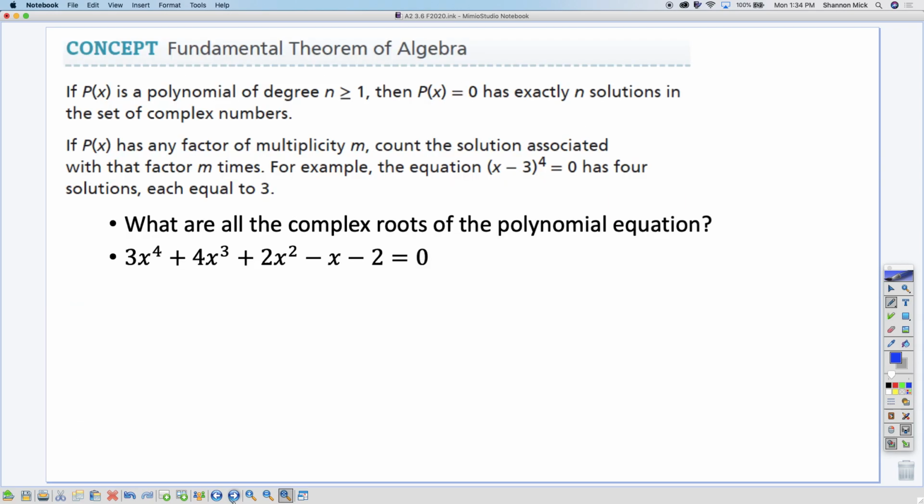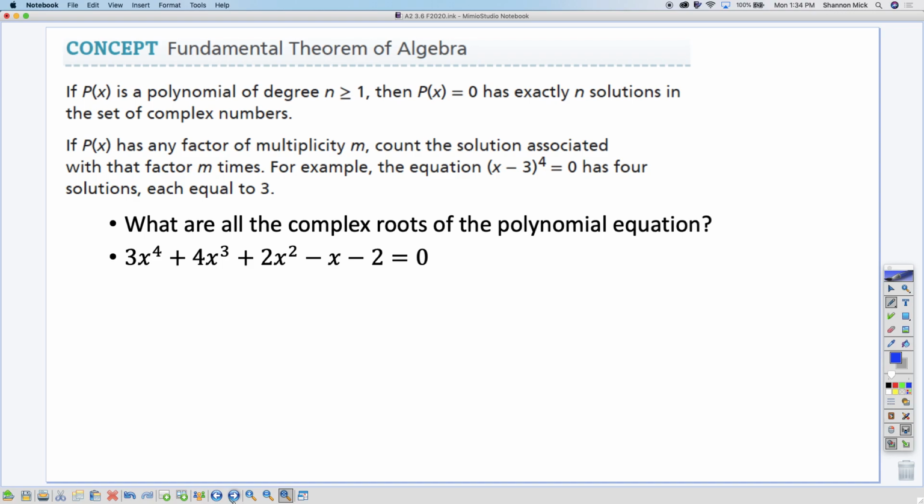There's a lot up there, so don't write, let's read and paraphrase. Okay, so the concept, the fundamental theorem of algebra: if P of x is a polynomial of degree greater than or equal to 1, then P of x equals 0 has exactly n solutions in the set of complex numbers. We've talked about this before.